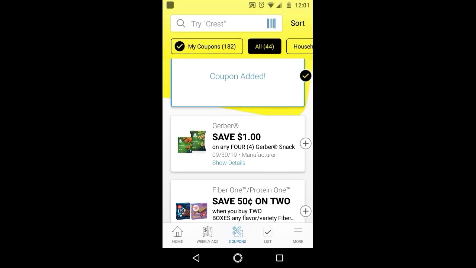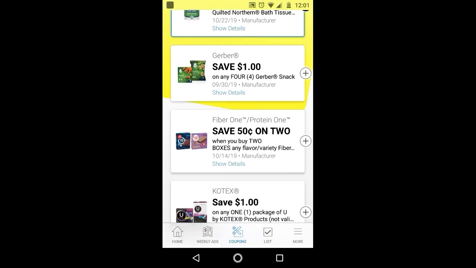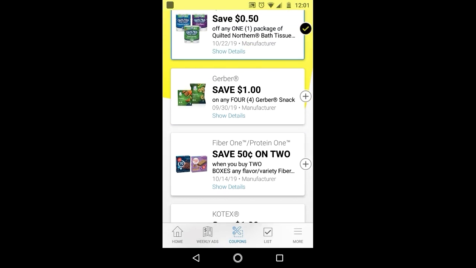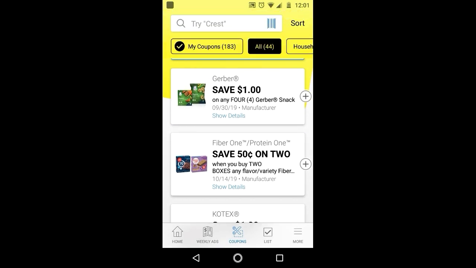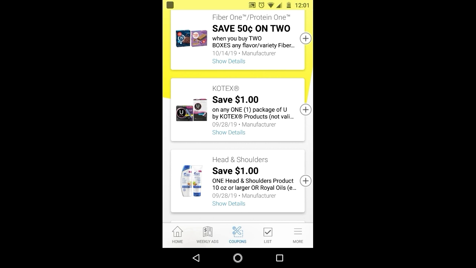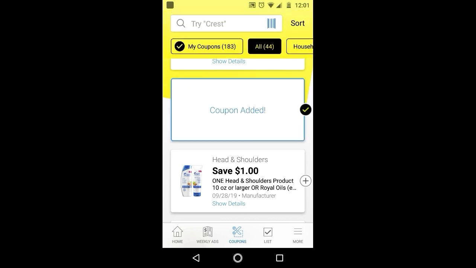I'll clip this just to have it. And I will not clip the Fiber One either because the $1 off 2 includes the Fiber One. So that's why I'm not clipping that one. If you have babies, the Gerber coupons are really good to clip, but I'm not going to clip them. The Kotex, I will clip this.